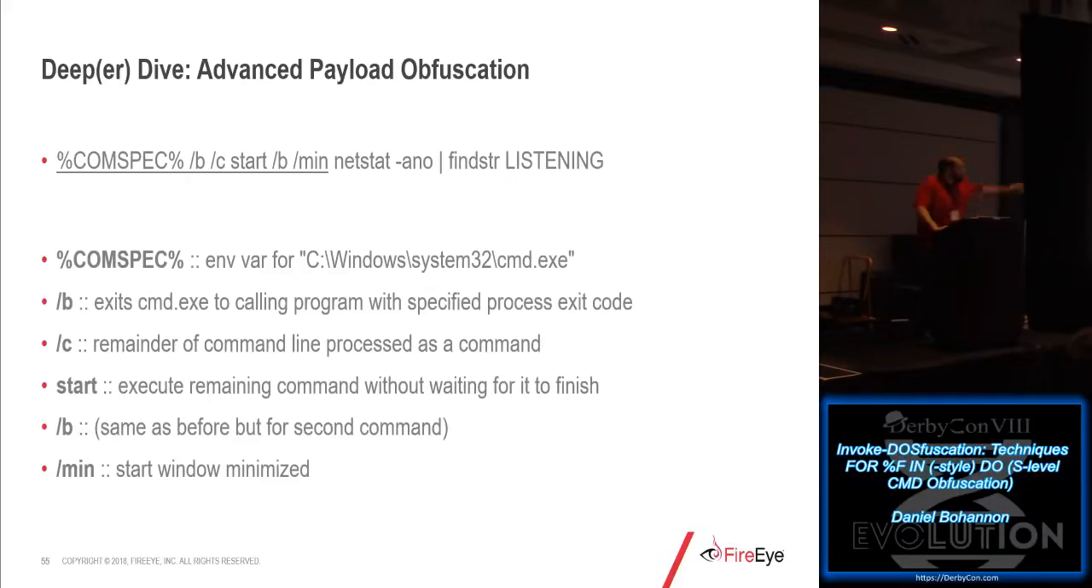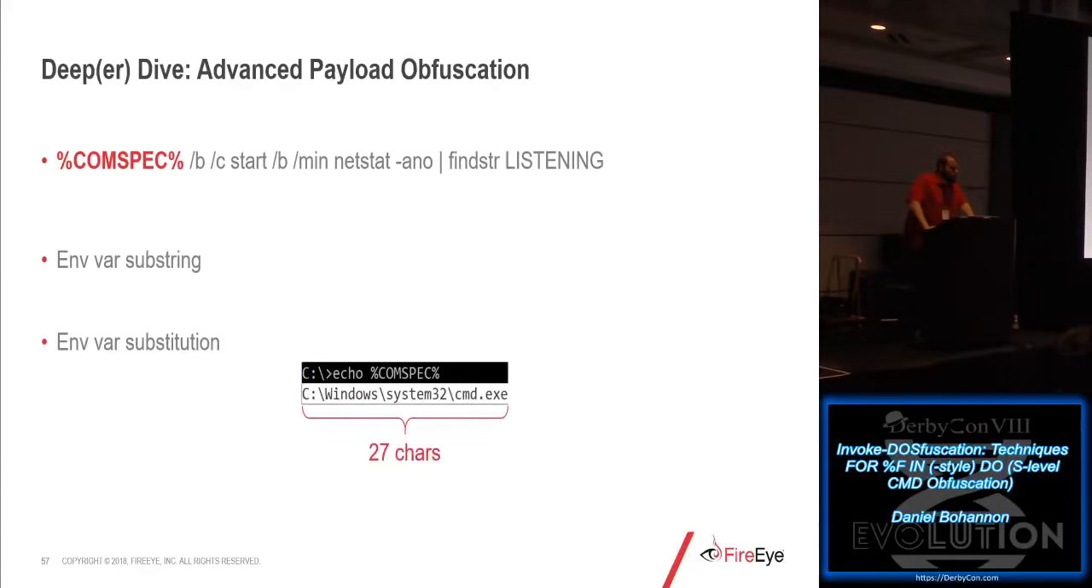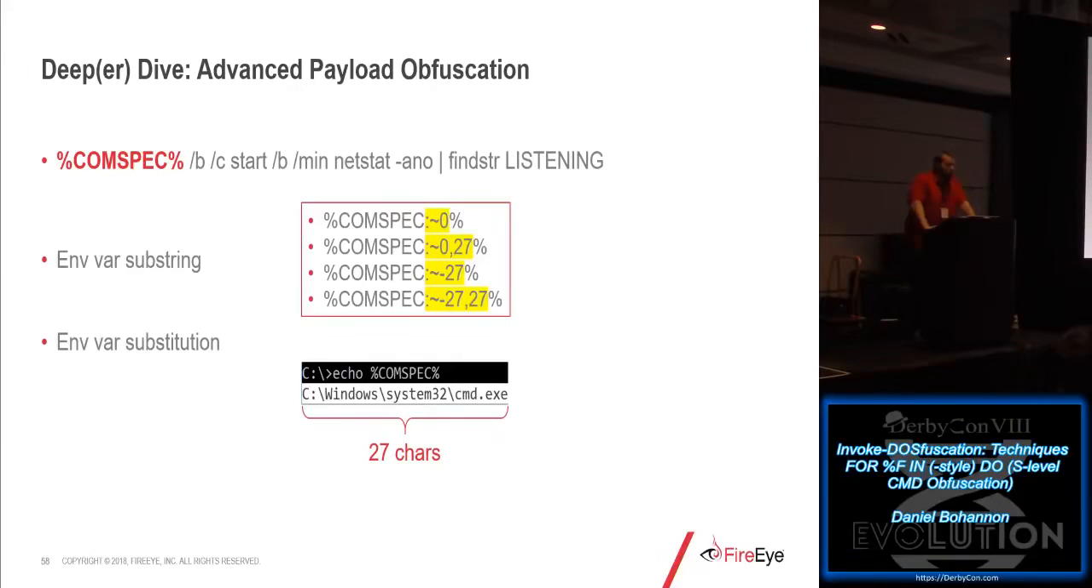So comspec is the environment variable that resolves to the full path to cmd.exe, and there's a brief description of some of the other flags that are there. But for comspec, there actually are ways that we can screw around with this and maybe break some detections that look for %comspec%. One is using environment variable substrings. So comspec resolves to 27 characters, and we can use environment substrings to say start from the 0th index and go forward, or 0 to 27, or we can also use negative indexes.